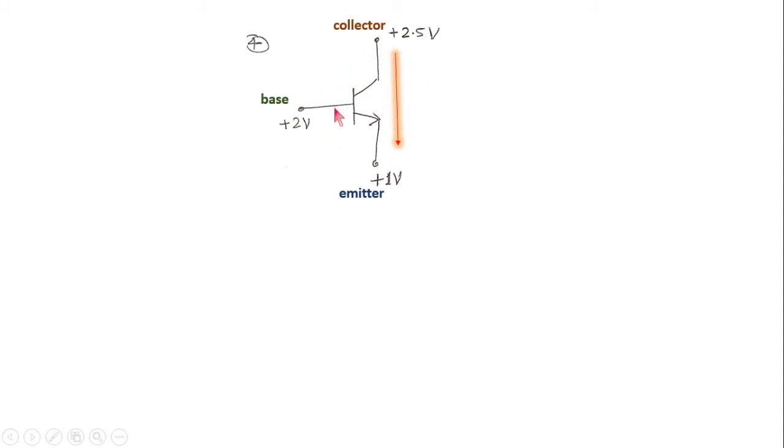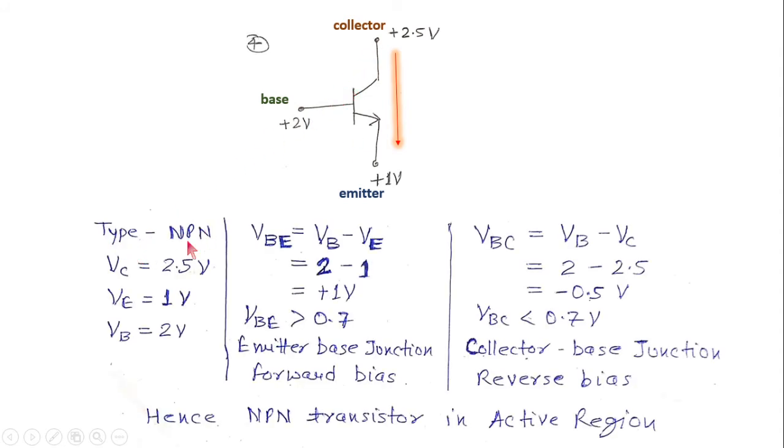For NPN transistor we evaluate VBE and VBC. So NPN, VC is equal to 2.5, VE is equal to 1 volt and VB is equal to 2 volt. So using these terminal voltages we will evaluate VBE. What is it? VB minus VE. VB is equal to 2 volt, VE is equal to 1 volt. So 2 minus 1, that is 1. 1 is greater than 0.7 volt. So it is clear that this emitter base junction is in forward bias.